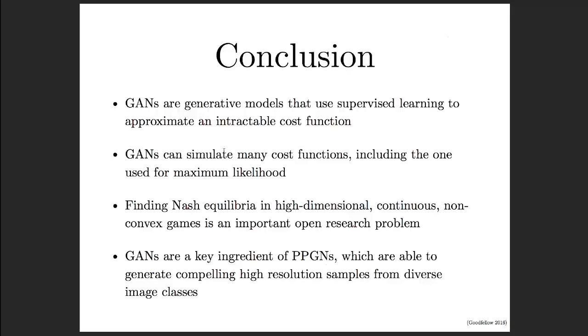So in conclusion, I guess I'd hope that everyone remembers that generative adversarial networks are models that use supervised learning to approximate intractable costs by estimating ratios, and that they can simulate many different cost functions, including the one that's used for maximum likelihood. The most important research frontier in generative adversarial networks is figuring out how to find Nash equilibria in high-dimensional, non-convex, continuous games. And finally, generative adversarial networks are an important component of the current state-of-the-art in image generation and are now able to make high-resolution images with high diversity from many different classes.